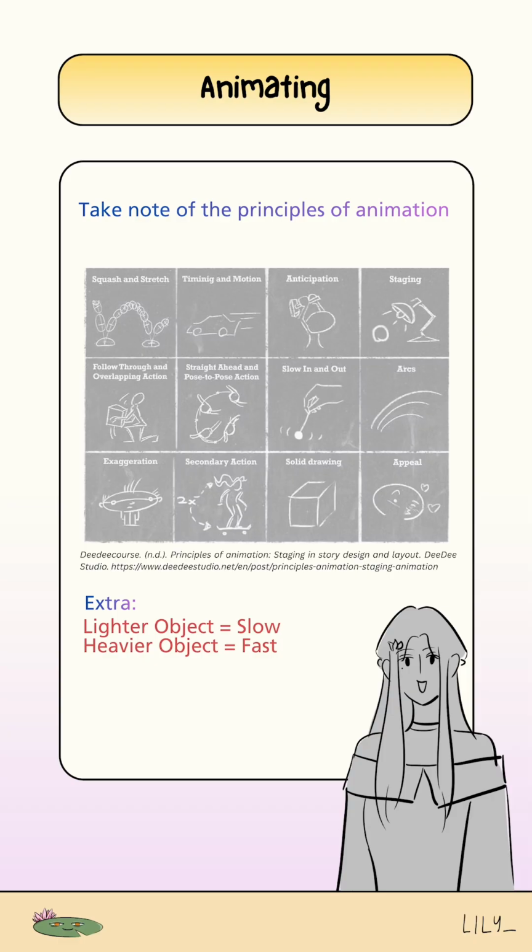You have to take note also that lighter objects will move slow, while heavier objects will move very fast. Your hair is light, so it's going to be a lot slower. If your head moves first, your hair will be a bit slow before it follows. Your hair doesn't follow along with your head. It's going to be a bit delayed. So you have to think of a lot of those things as well.